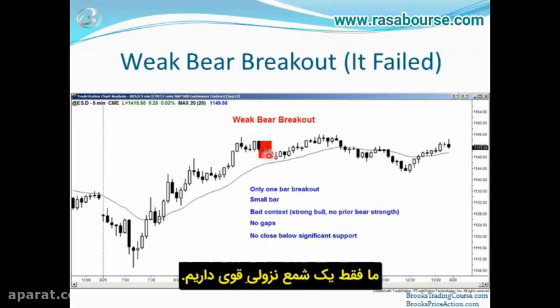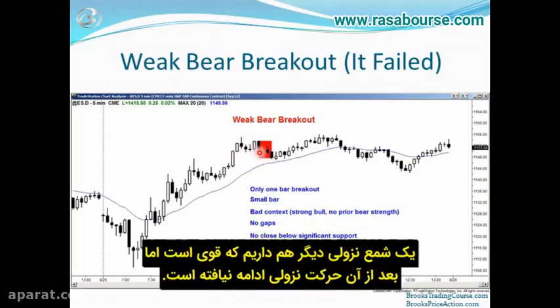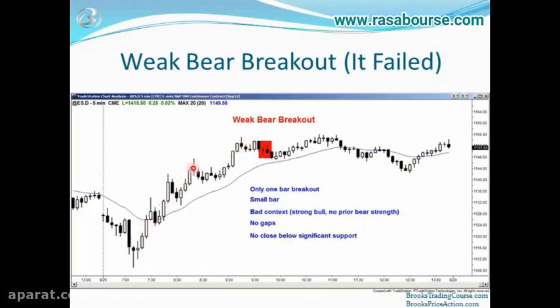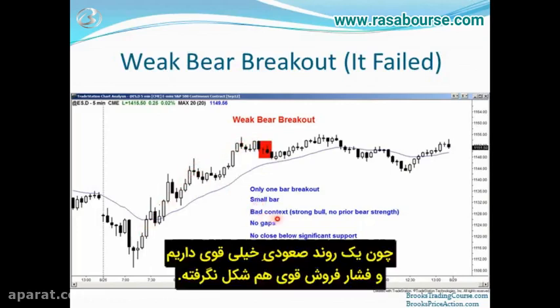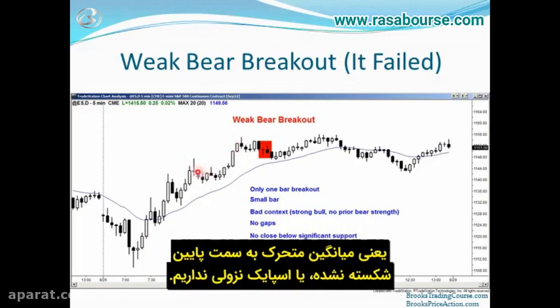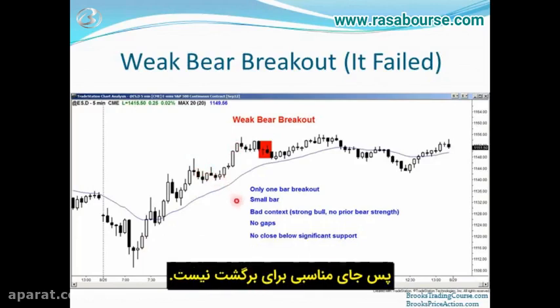Okay, we only had one strong bear bar, not 2 or 3 in a row. You have another strong bear bar, but no follow through. Also, the bars are actually fairly small compared to the size of the bull bars. And the context is bad. This is a strong bull trend, and there has not been significant selling pressure. No breaks below the moving average, no earlier strong bear spikes, so the context is bad for a reversal.